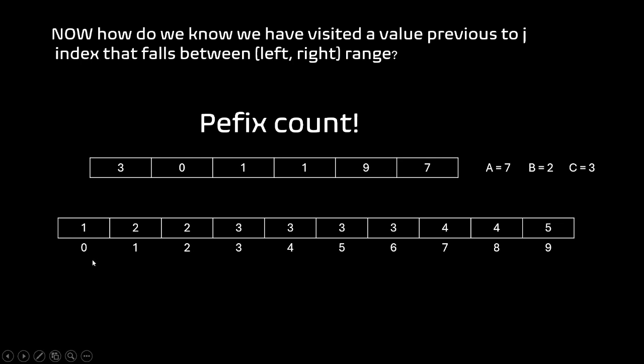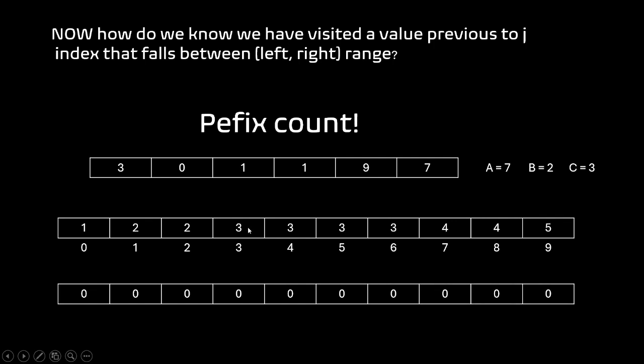So again, I'm going to explain this with 3. The array j value is 3, j is 0, but the value at array j is 3. So I'm going to the prefix count array at this location, and I'm going to increment it to 1. Initially this entire thing will be initialized to 0, okay.